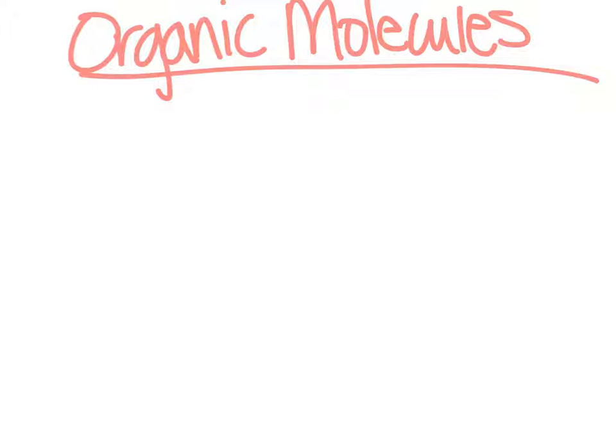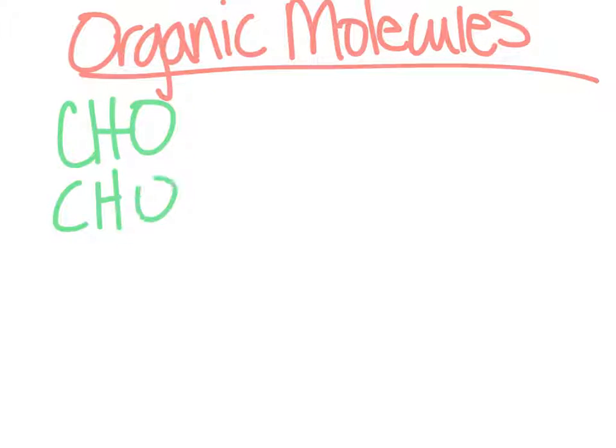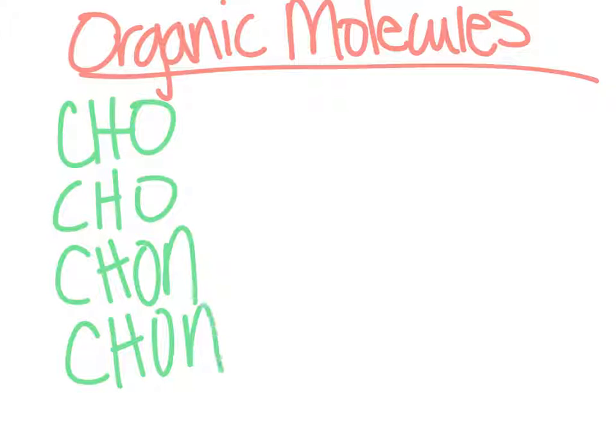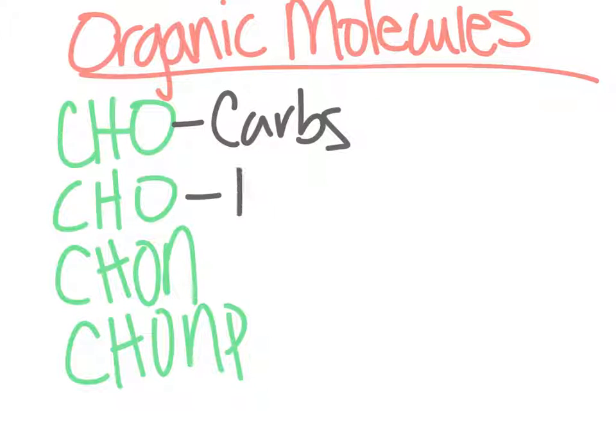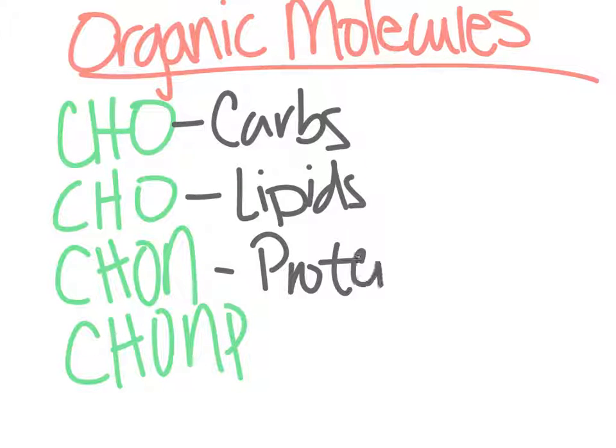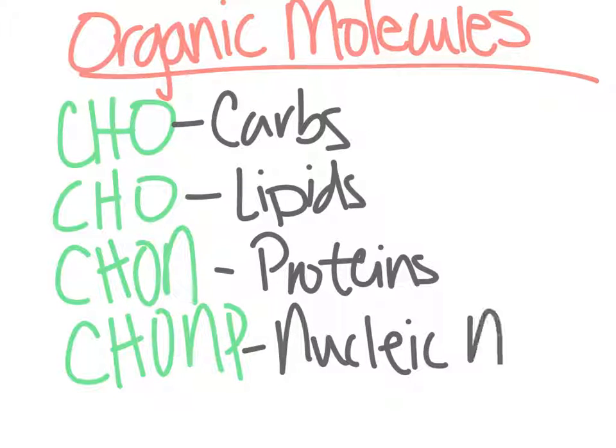Here's an easy way to remember our organic molecules and our macromolecules. We have CHO, CHO, CHON, and CHOMP with an N. And each of these are your carbs, your lipids, proteins, and nucleic acids. What each of these are is the elements that are found in each of these.